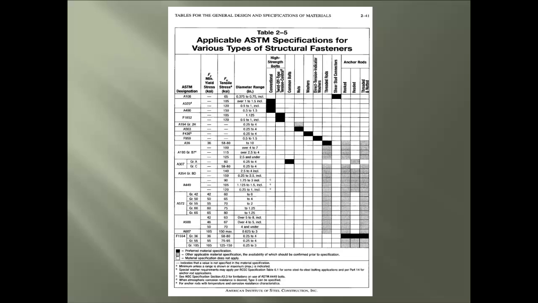First example, what is an A307 fastener? So we find it on the designation column, then look for the dark colored box, which reveals it's a common bolt, but also notice how it could be used for an anchor rod with a hooked end.